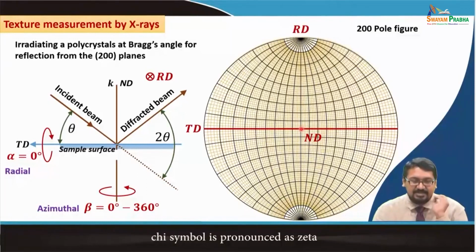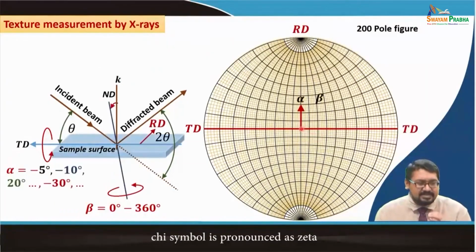Now, let us say that we rotate the sample by alpha equal to minus 5 degree, and why I have said minus 5 degree, because we are rotating in the clockwise direction, that is by the left hand thumb rule. So, we are obtaining a rotation along TD, that is alpha equal to minus 5 degree, and then you see, while we have rotated by minus 5 degree, the ND also will shift from K, right.